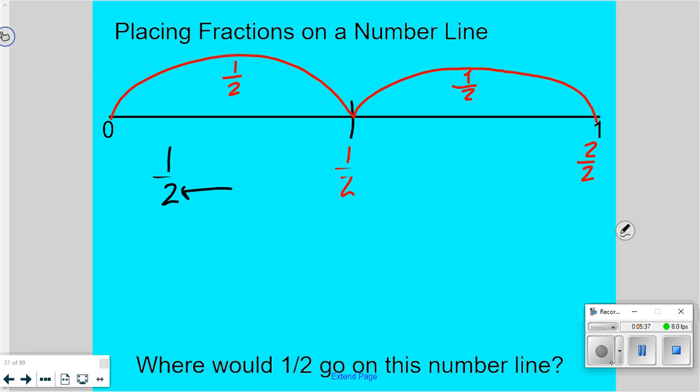Red half, blue half. Just kidding. But I'm counting by half-size pieces. Does that make sense? I just keep going.